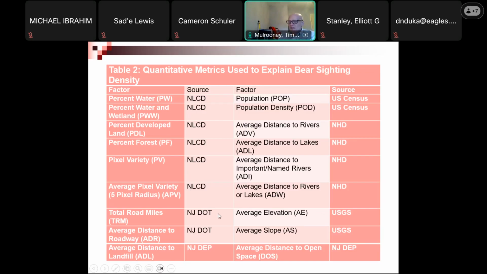Total number of highway miles, average distance to roadways, average distance to landfills. I had a couple things here like population density that I calculated for the square. It got a little ugly. Distance to rivers, distance to lakes, average elevation, slope. Do bears like to walk on even areas or walk up mountains? I don't know. Distance to open space.